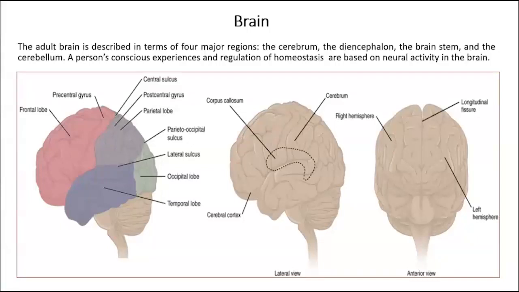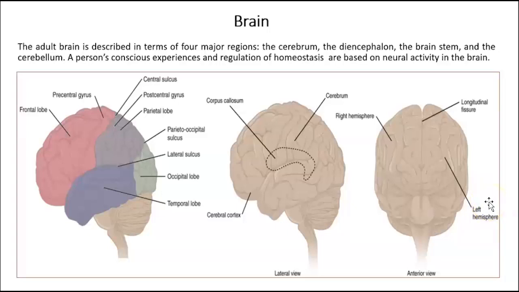It has elevations and grooves. As you can see right here, this is an elevation. This is a groove. The elevations are called gyri, and the grooves are called sulci. There is a very long groove, which is this one. This is called the longitudinal fissure, and the longitudinal fissure is going to divide your brain into two hemispheres. This is going to be the right hemisphere, and this other side is going to be the left hemisphere.